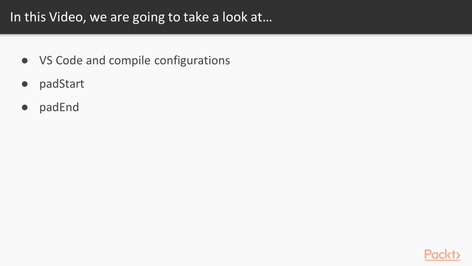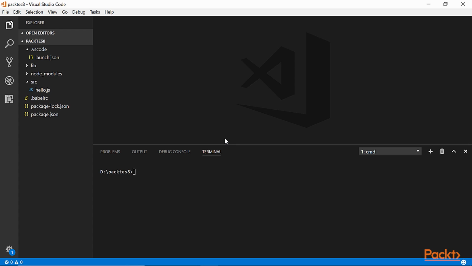In this video, we will be looking at configuring Babel to transpile ECMAScript 2017 code and then have a look at the padStart and padEnd functions in ECMAScript 2017. In one of the videos in section 1, we saw how to set up Babel in Visual Studio Code and transpile your basic ECMAScript code manually. Let's automate this process a bit in Visual Studio Code.